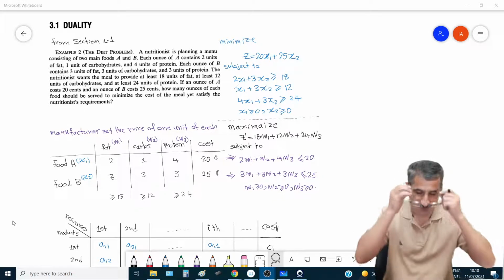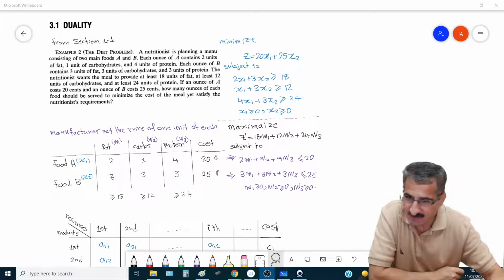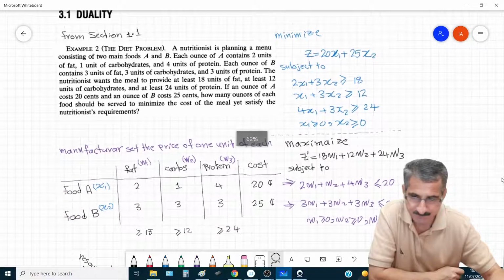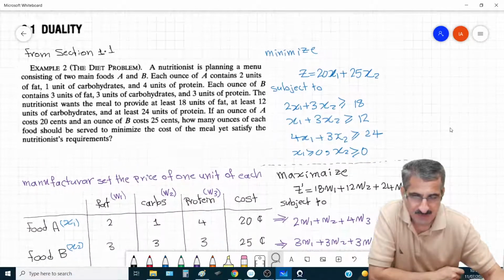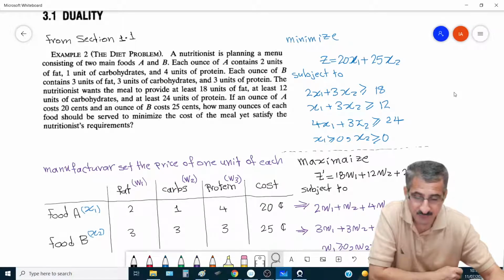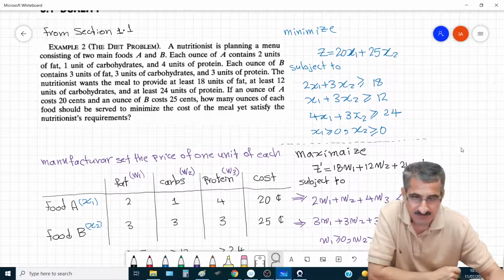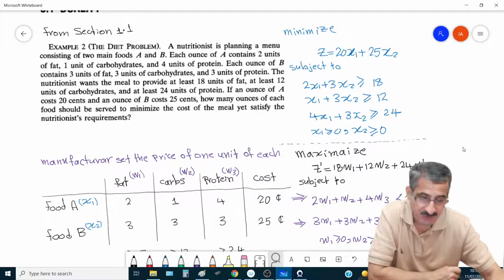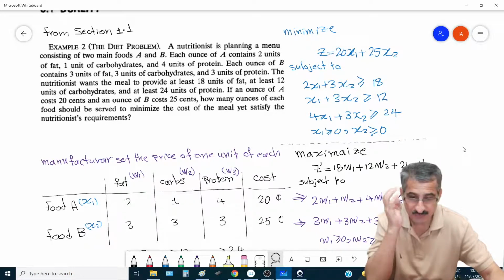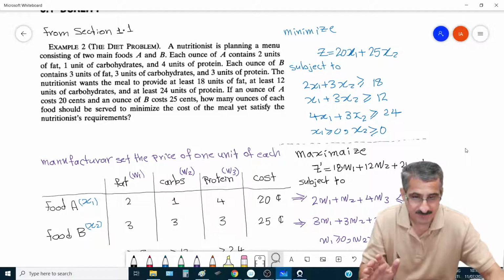and the dual problem. Okay, let us make that clear by starting with an example that we have seen in section 1.1. Remember, it was about making two kinds of foods where each kind must provide some value of fat, carbs and protein, and the cost of each food was 20 cents for food A and 25 cents for food B. So we have already seen this problem.